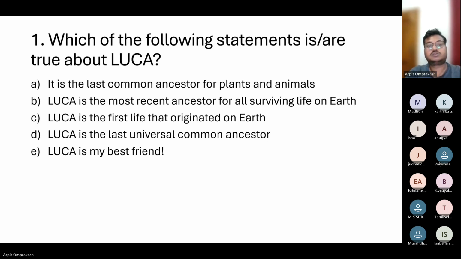Okay. So the first question is, which of the following statements is or are true about Luca? Option A, it is the last common ancestor for plants and animals. Option B, Luca is the most recent ancestor for all surviving life on Earth. C, Luca is the first life that originated on Earth. D, Luca is the last universal common ancestor. E, Luca is my best friend. So which of these options do you think are correct? It can be one or more.